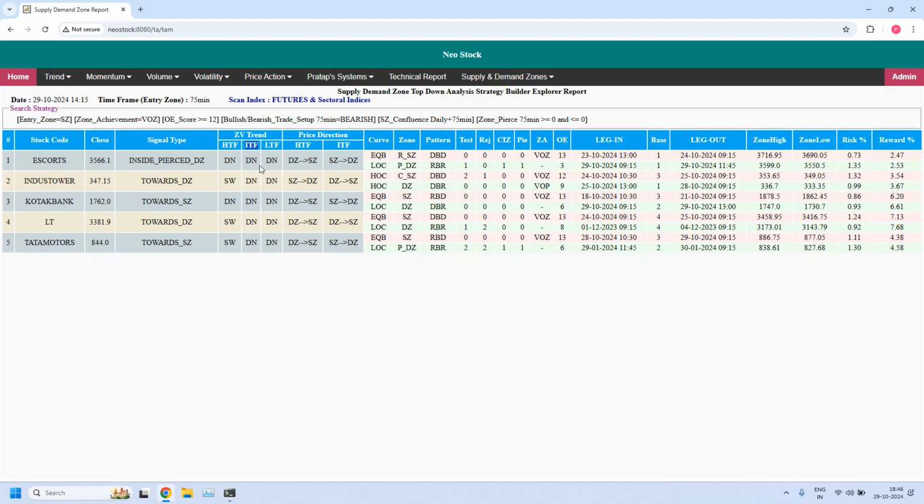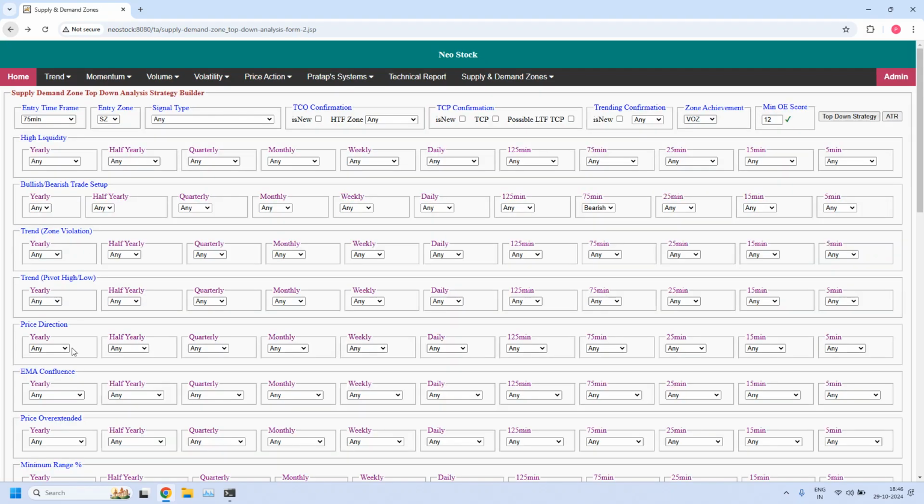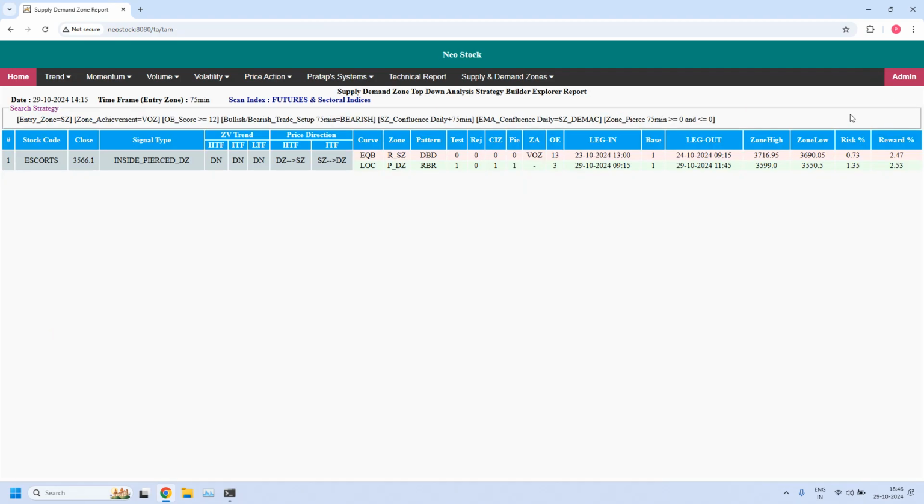ITF trend is down. If any of these stocks are having a daily EMA confluence, it is even more high probability setup. Let's verify the EMA confluence at a daily time frame, because the 75 minutes entry zone is part of the daily zone. So that's why if the daily supply zone is having daily EMA confluence, it is even more high probability setup. We got 1 stock.